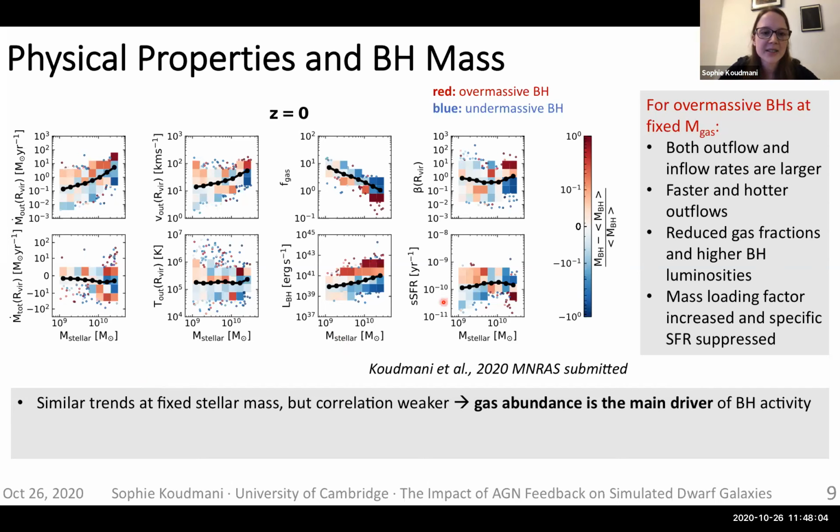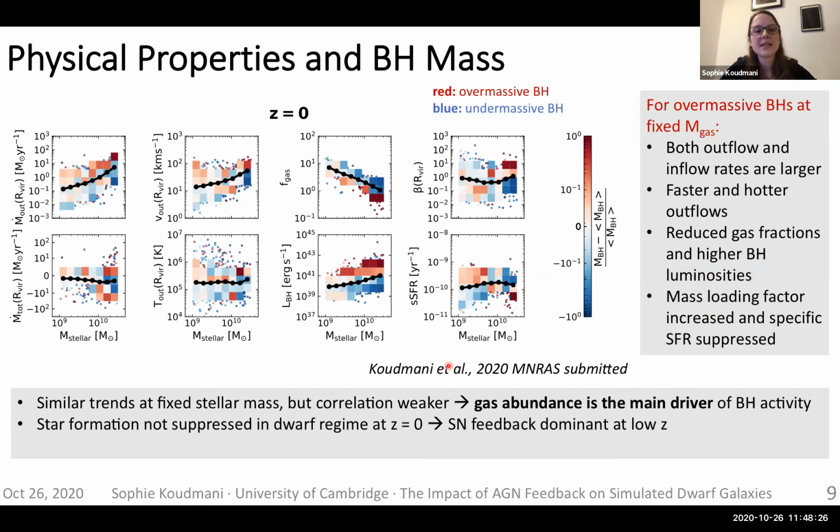But there is also one clear difference. If we look here at the last column, if you remember, we had that mass loading factors were increased and specific star formation rates were suppressed. However, this is now no longer true down here in the dwarf regime. Actually, the specific star formation rates are not suppressed at all. If anything, they're enhanced. So this then really indicates that here at redshift 0, supernova feedback is still the dominant feedback mechanism in dwarfs, and the black holes are not doing much. And we get similar trends at redshift 1.